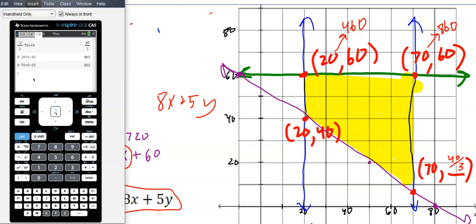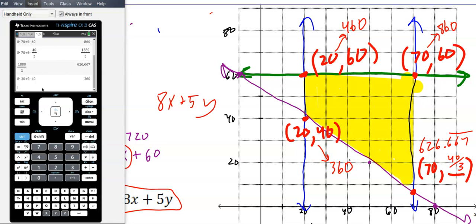So let's see, 8 times 70, that bottom right point, plus 5 times the fraction 40/3. If I want to get the decimal there, I can hit Control Enter to get it. That would be 626.667, 666 repeating, I guess. And then the last one would be 8 times 20 plus 5 times 40. It's 360, so this one's 360.